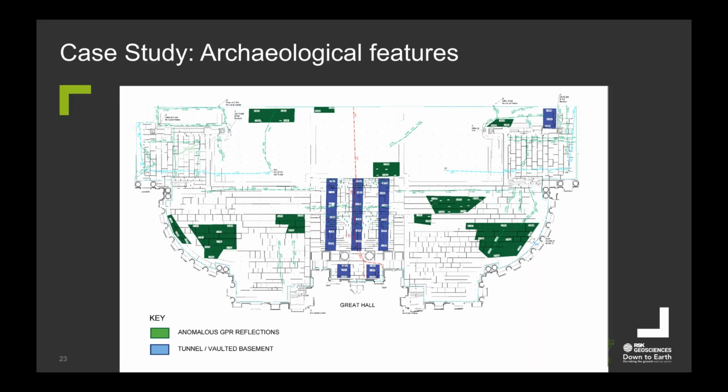So we produced this map. This is on top of the actual structural drawing, and we highlighted several narrow linear features, as I said, shown by these green lines, which are potentially metalwork or utilities within the courtyard area. And also in the center here, we've got these blue rectangles. These are highlighting the position of these possible vaulted basements.